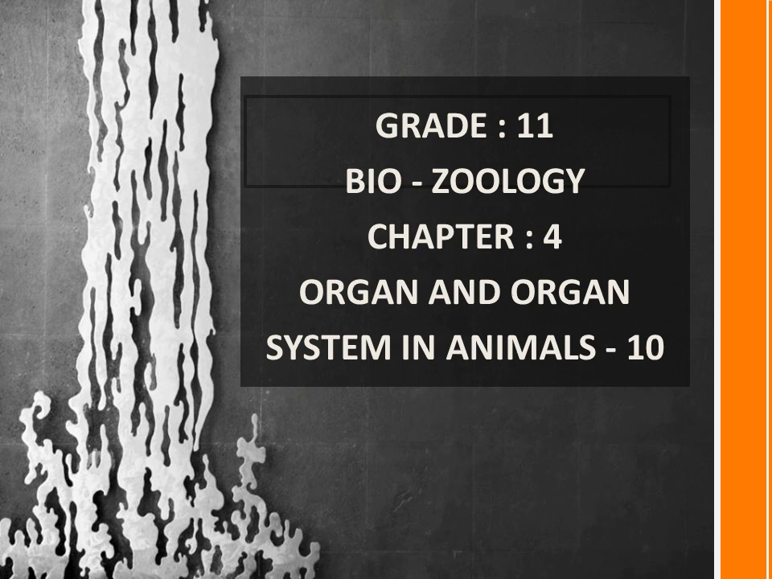So we are discussing chapter 4. The chapter is Organ and Organ System in Animals. And let us see today's topic.